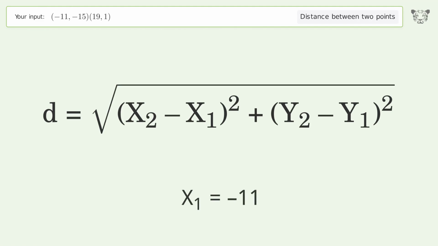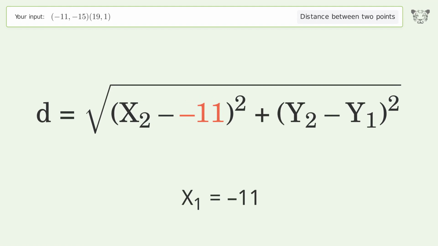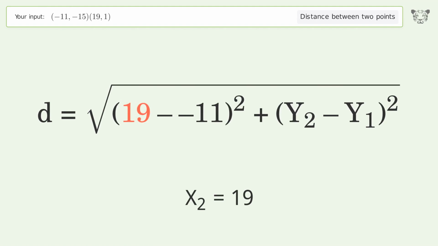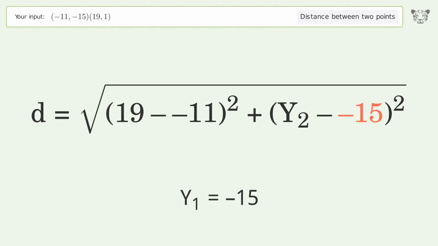x1 equals -11. x2 equals 19. y1 equals -15. y2 equals 1.